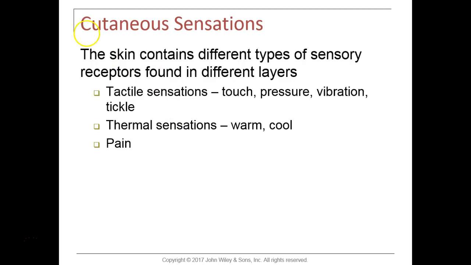Our thermosensitive receptors are called thermoreceptors. They allow you to feel hot and cold. And then we have pain receptors. Pain receptors are called nociceptors, but you could just say pain receptor is fine. Obviously, we can feel pain through our skin. You guys know that.